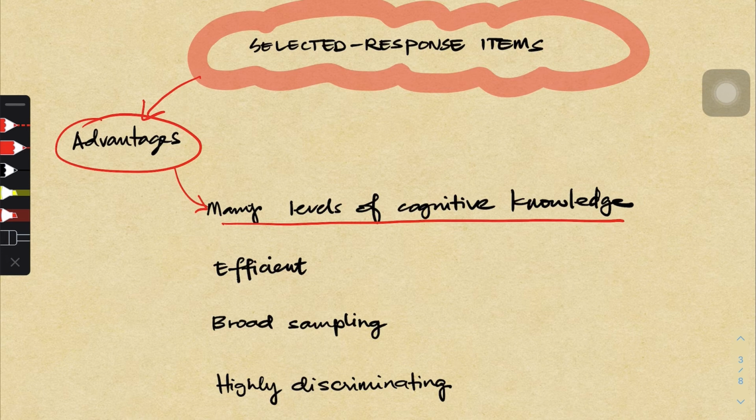Because you might have heard people saying that the selected response items, the objective questions, the MCQs, can only assess the lower levels of knowledge, remembering, factual recall. Whereas well-written selected response items such as the single best answer, the extended matching, key feature questions and things like that can actually assess higher levels of cognitive knowledge.